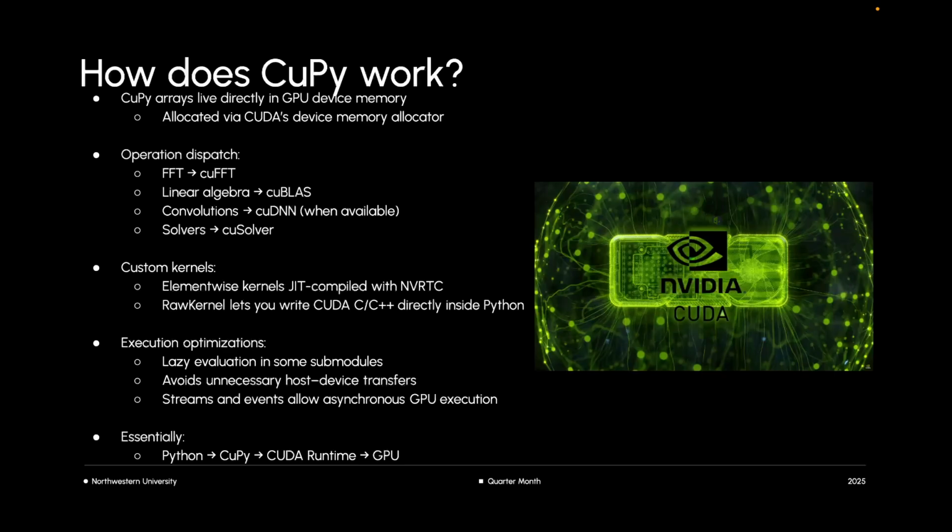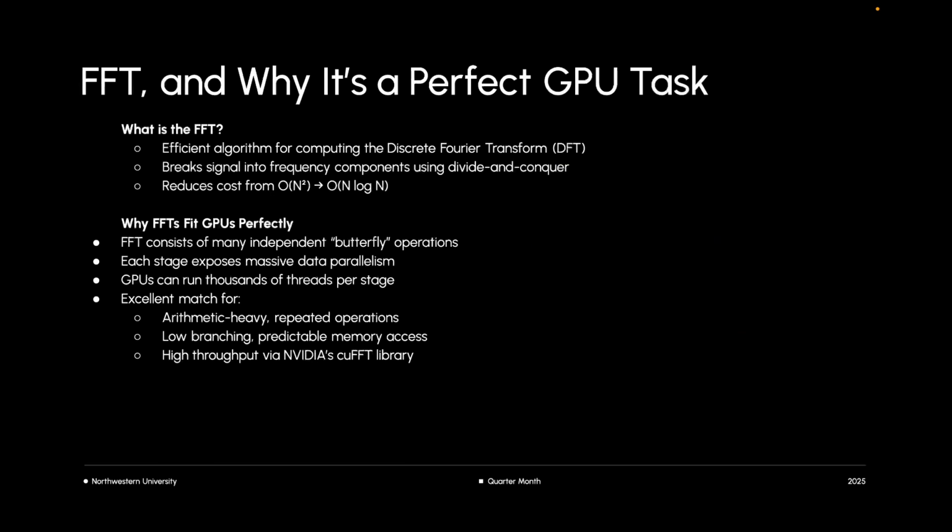CuPy also includes some execution optimizations. Certain modules use lazy evaluation to avoid unnecessary synchronization or data transfers, and CuPy supports CUDA streams and events, allowing operations to run asynchronously on the GPU. And essentially, this all boils down to a simple replacement for NumPy that operates on the GPU when it's available, instead of sending everything to the CPU, which allows us to parallelize our dataset and see performance gains, as we will soon see from my demo.